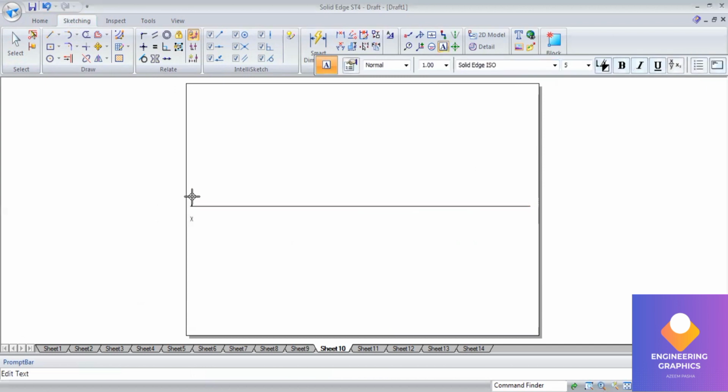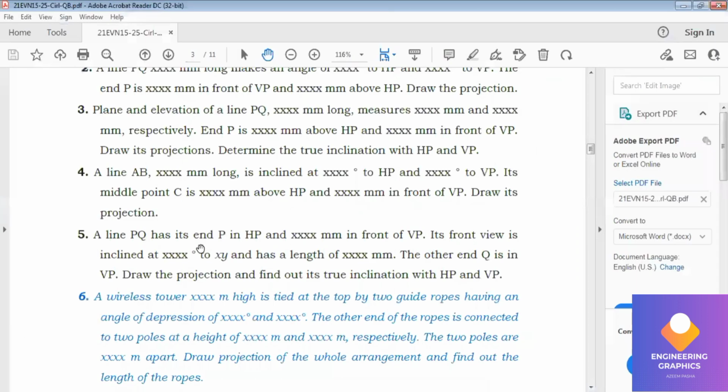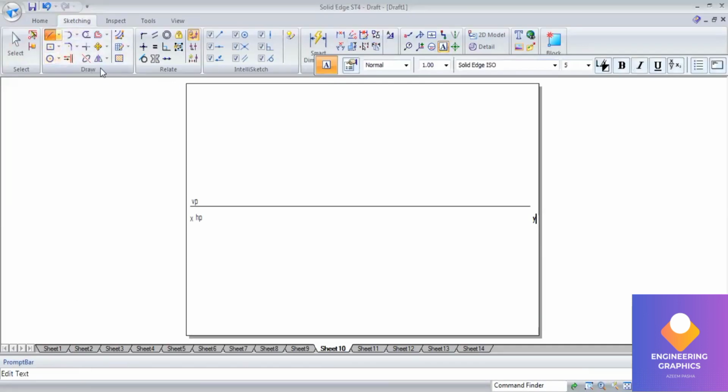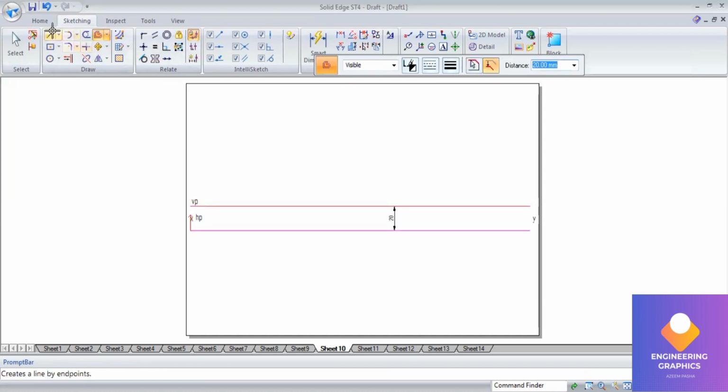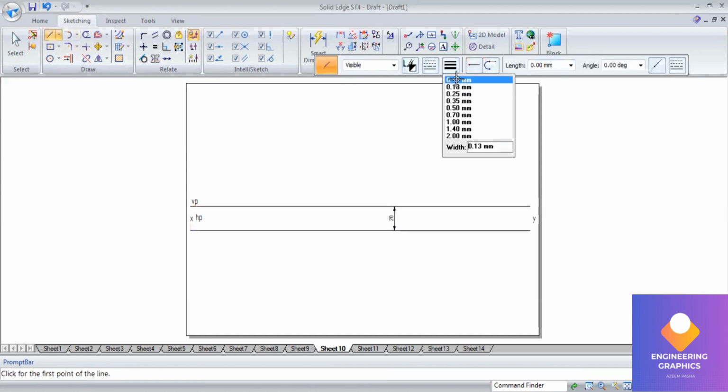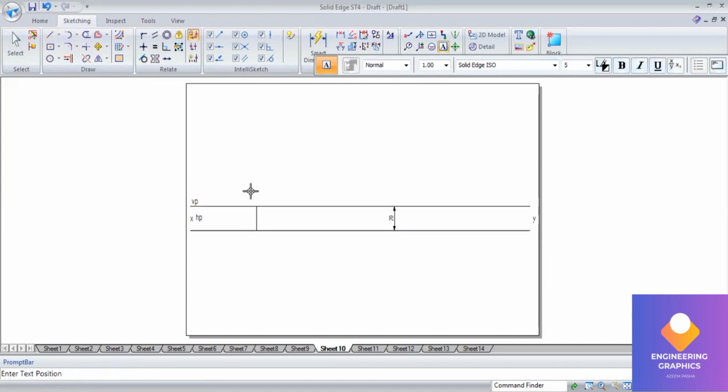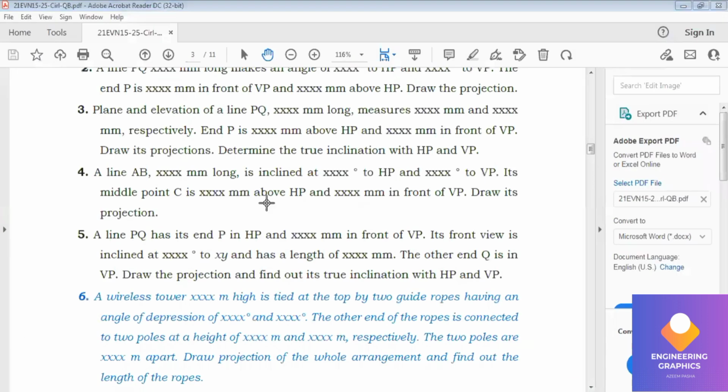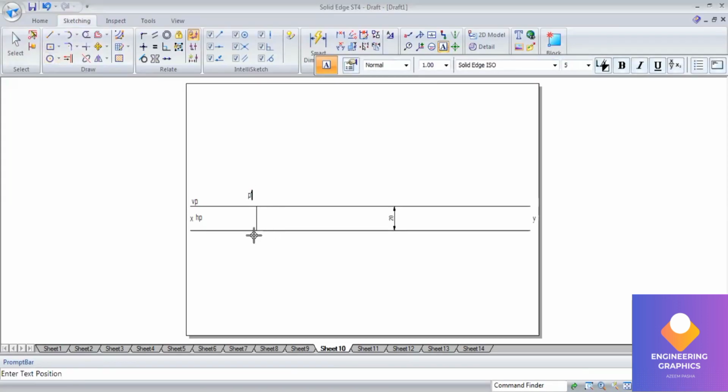Draw XY, VP, HP. One end in HP means P dash, and in front of VP means a distance. Using the offset command, in front of VP means in the HP we should give a distance of 20 mm. This is for P dash and P. P dash should be written on the XY line, and P.